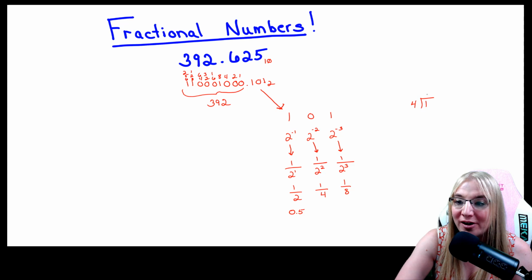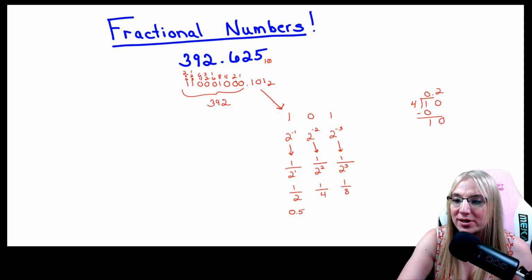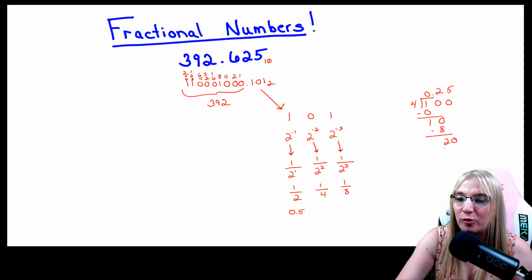1 divided by 4. 4 can't go into 1, so we're going to put a 0 here. Take the difference, that's 1. Decimal 0, bring the 0 down. So that's going to be 2. 2 times 4 is 8. Take the difference, that gives us 2. Bring the 0 down over here. 5 times 4 is 20. Subtract the difference, gets us to 0. So this position is worth 0.25.